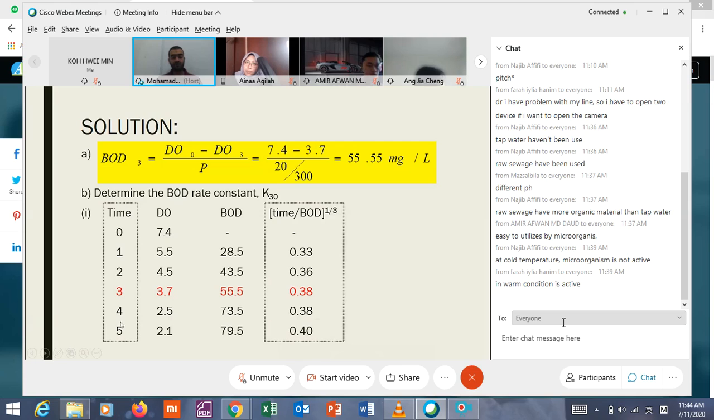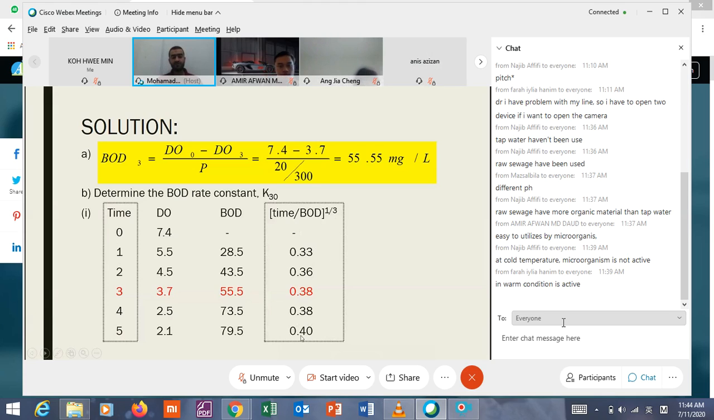Okay, so the time will be on the x-axis, and this term will be on the y-axis. Now we have the dissolved oxygen, so we can measure the BOD for each day in the same way. We measure BOD at day number 1, day 2, day 3, day 4, and day 5. So we can calculate this term, time over BOD to the power 1 over 3.